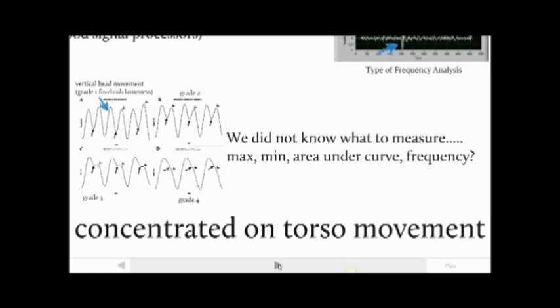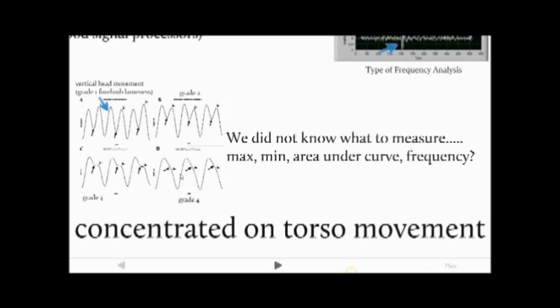So as an example, here are 4 examples of vertical head movement signals in horses with mild forelimb lameness in the upper left through increasing degrees of lameness to severe forelimb lameness in the bottom right.